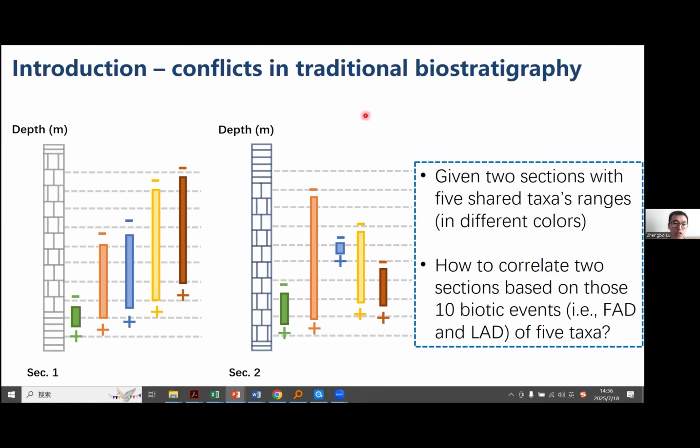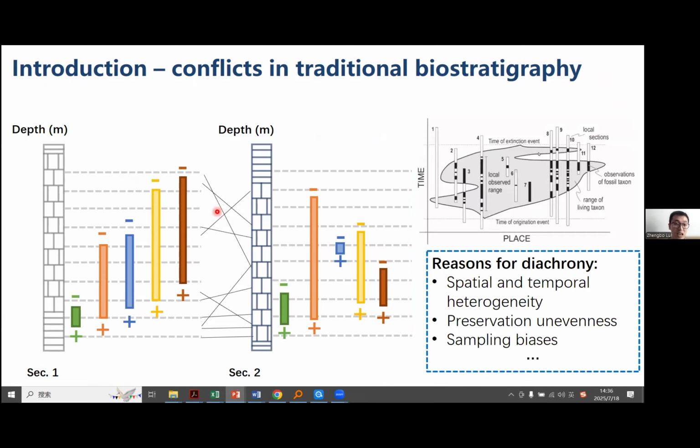Let's start with the conflicts in traditional biostratigraphy, also displayed in Professor Fan's slides. As shown in the left figure, given two sections with 5 shared taxa ranges in different colors, there is a very important problem of how to correlate those two sections based on those 10 bioevents. The simplest way is just to link those 10 bioevents. However, we may get a tangled pattern like this. This is generally because the events are diachronous in different locations, which means the bioevents occurred at different times in different locations.